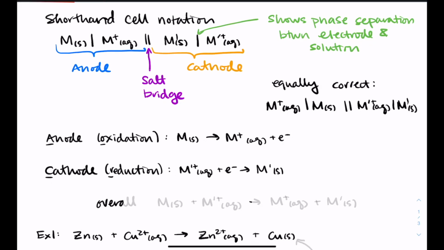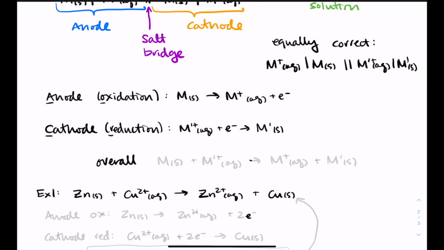And when I add these together, I have the metal reacting with the metal cation on the other side to make a metal cation and solid metal on the other side. They don't touch each other. It's just the wire connecting the electrodes and moving the electrons so that these redox reactions can happen.